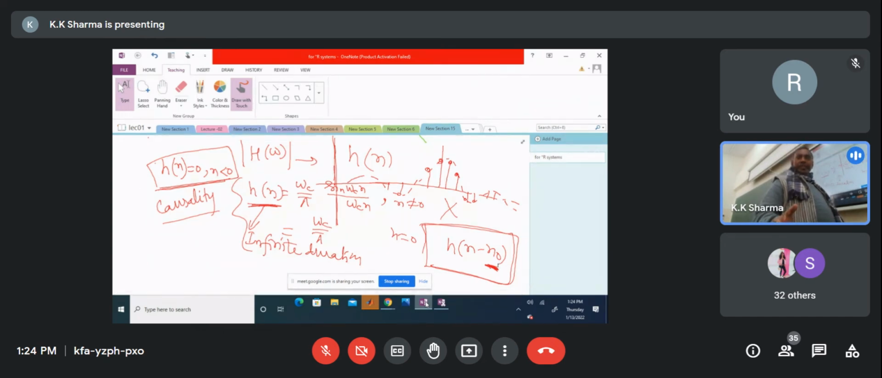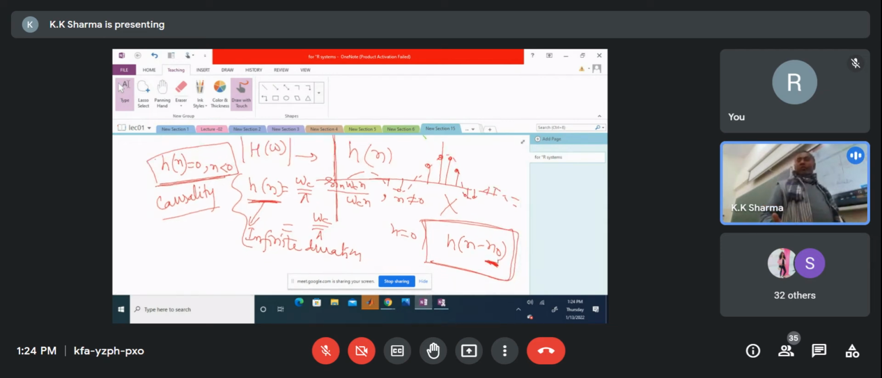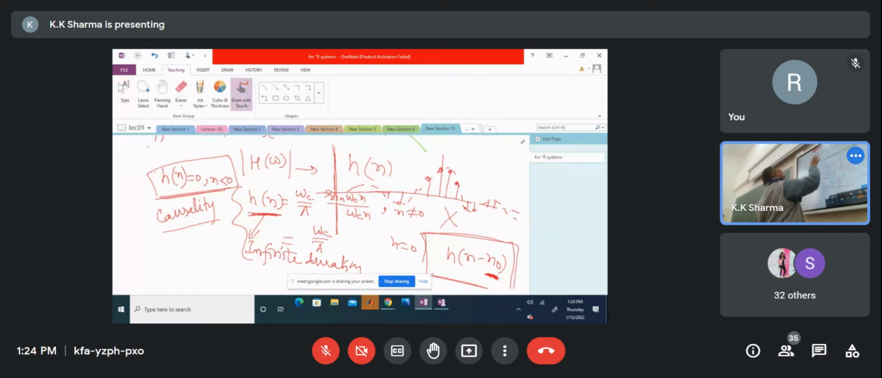The point I am making is that because h[n] is of infinite duration, shifting this to the right by some finite number n0 will not make it of finite duration. Still, there will be some samples which will not satisfy this causality condition, h[n] equal to 0 for n less than 0. So the point is that we cannot realize any ideal low pass filter. The same argument will hold good for high pass, band pass, or band reject filters.